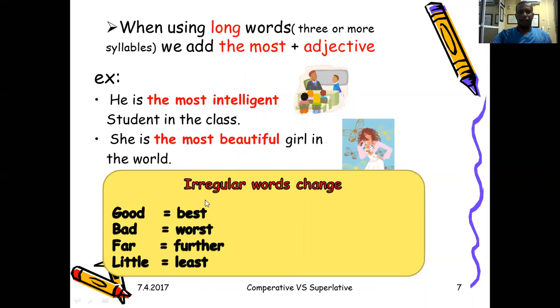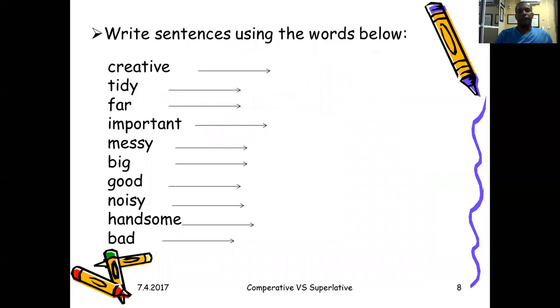Irregular words change. Good, best; bad, worst; far, farthest; little, least. Irregular superlatives. In your notebook, you try to write these words using the superlative. All these adjectives you must write in your notebook. In front of each, you must write the superlative of these adjectives.